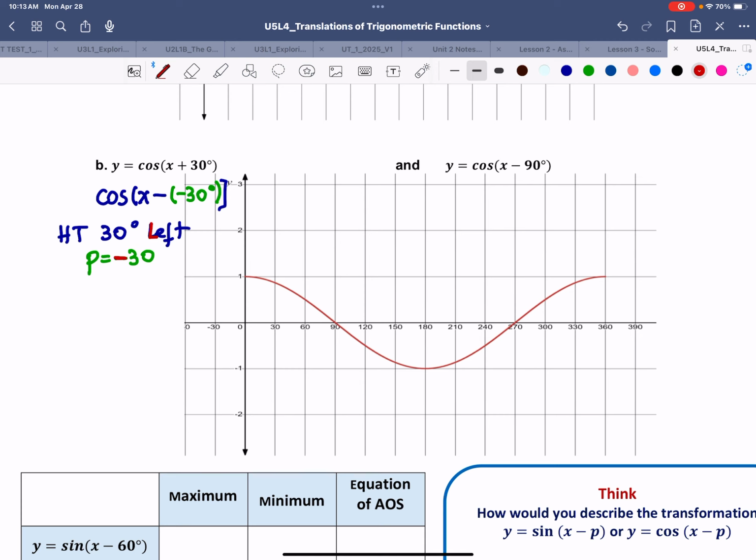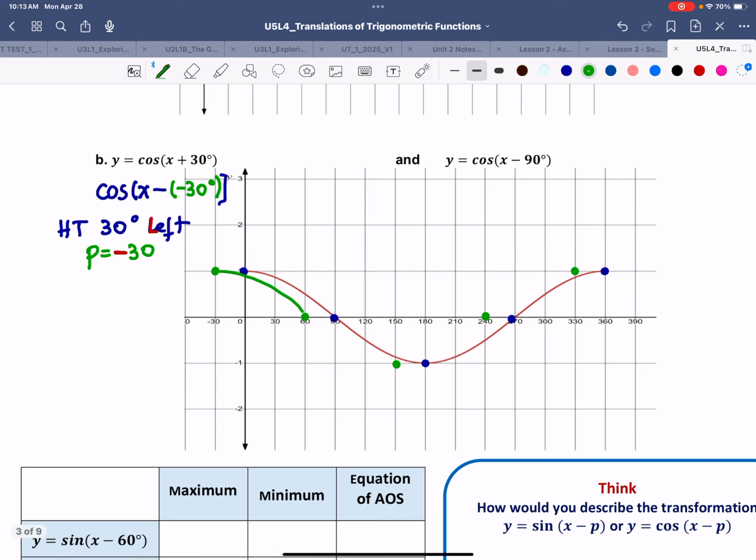Now, if we draw the graph of this function, again we look at the 5 important points for the cosine function: the 2 maximums, the minimum, and the 2 x-intercepts. We'll move all these points 30 degrees to the left. As you can see here, 30 degrees is represented by 1 unit. So every point has to move 30 degrees, or 1 unit, to the left. And here goes the cosine curve that's been translated 30 degrees to the left.